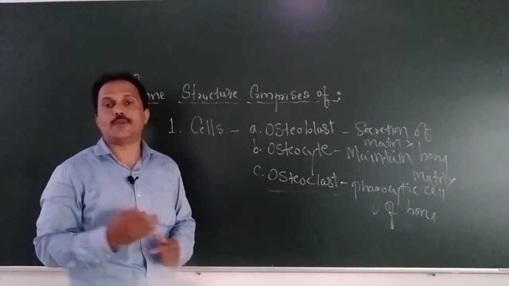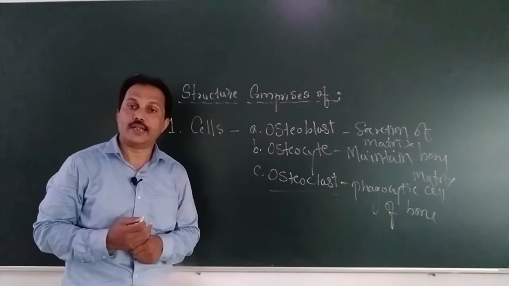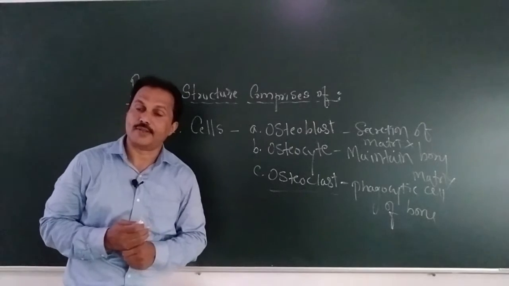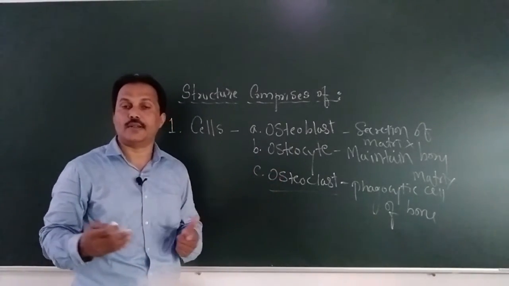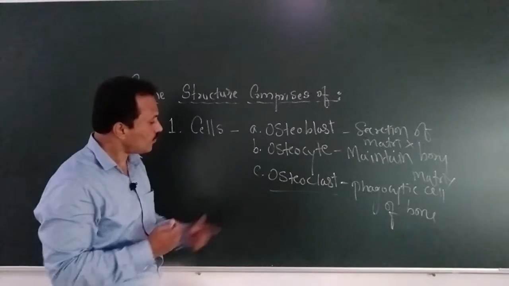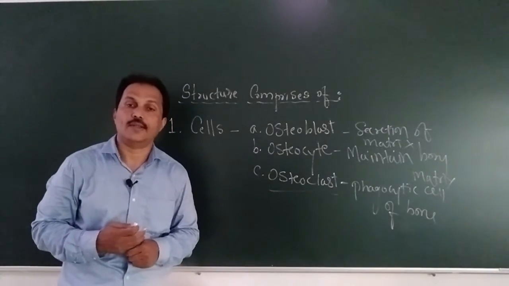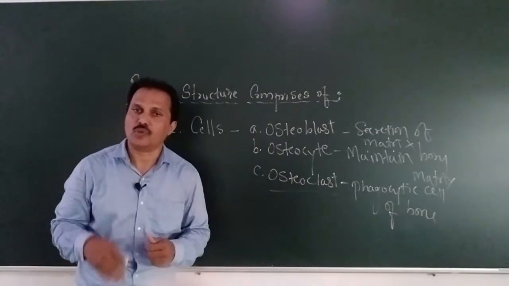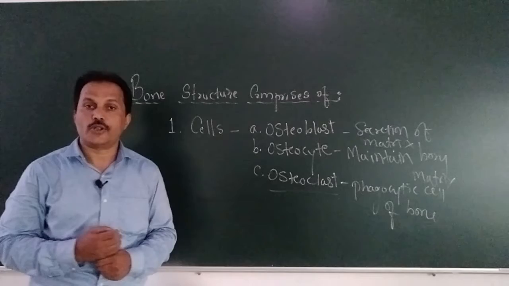So there are three types of cells that are present. Number one, osteoblast, which secretes hardest matrix substance. Second, osteocytes, mature bone cells, and these maintain the hardest matrix substance in the bone. Number three, osteoclast, these are phagocytic cells. जुने झालेले ऑस्टिओसाइट्स ते काय करतात, एनगल्फ करून टाकतात. सो दीज आर थ्री टाइप्स ऑफ सेल्स present in the structure of bone.